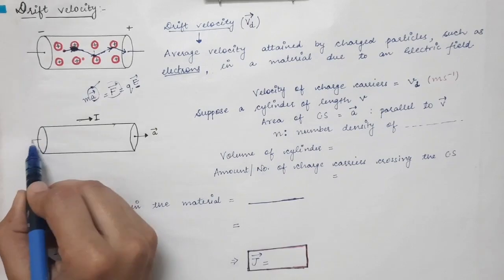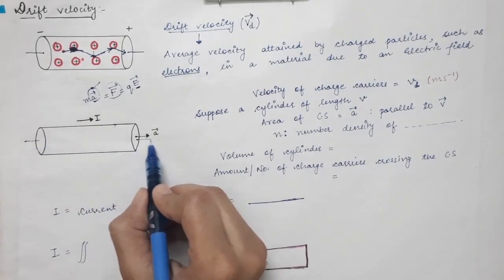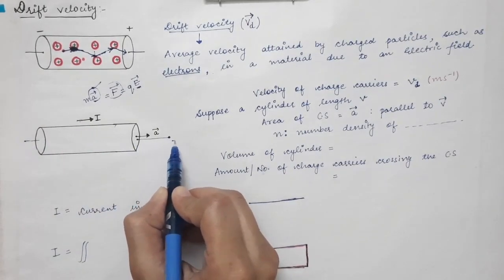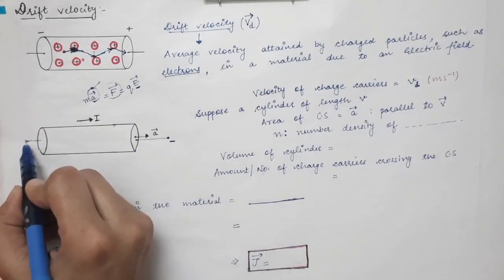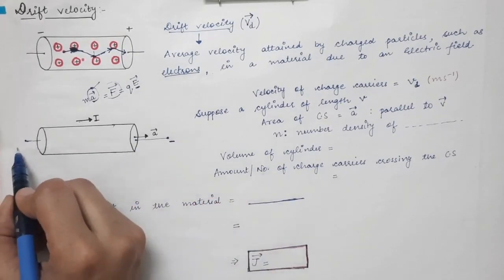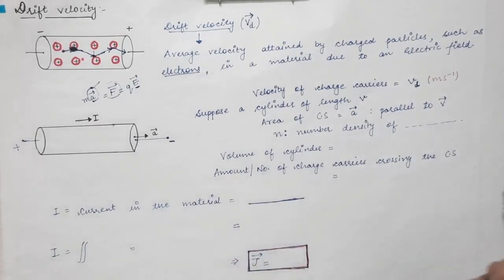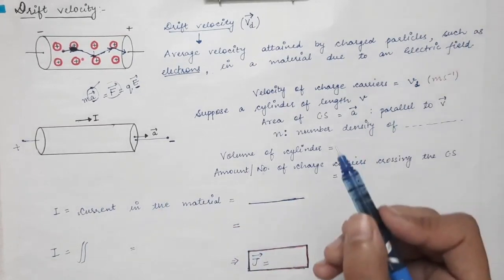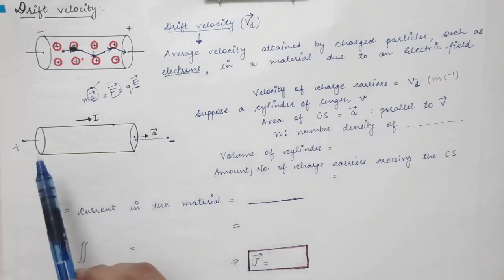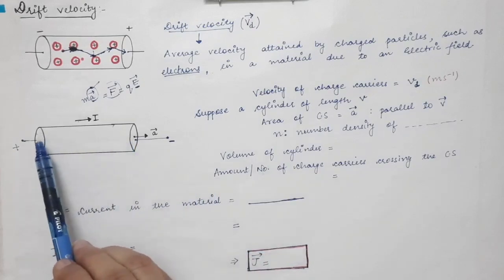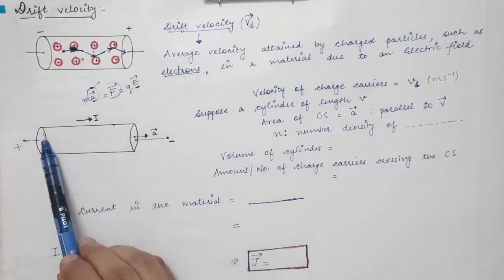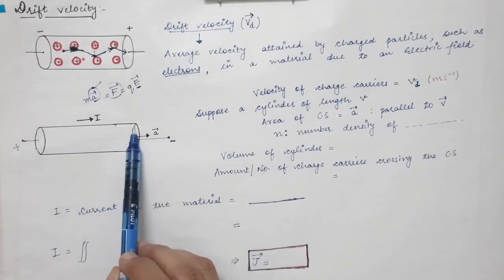So some electric field is applied. Let's suppose at this end the negative of the battery is connected, and at this end of the conducting material the positive terminal of the battery is connected. So the electric field in this case will be from positive towards negative. So the direction of the electric field will be in this direction.